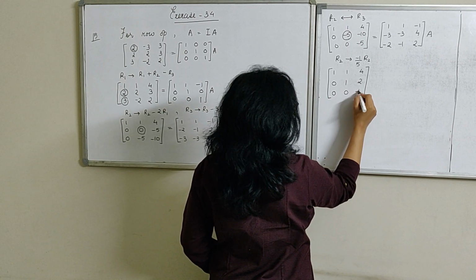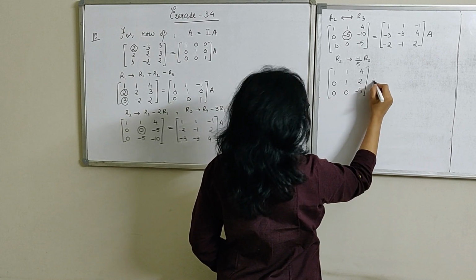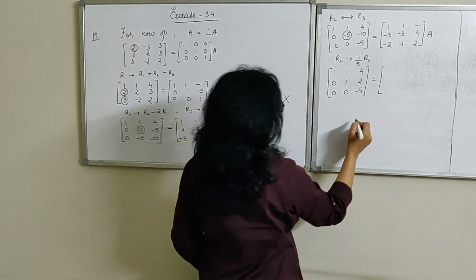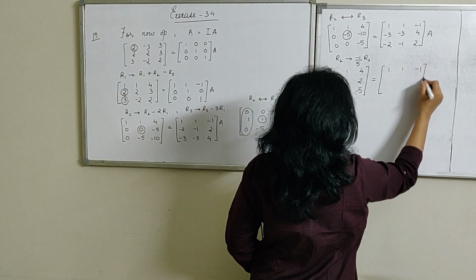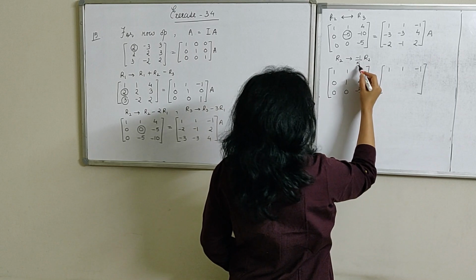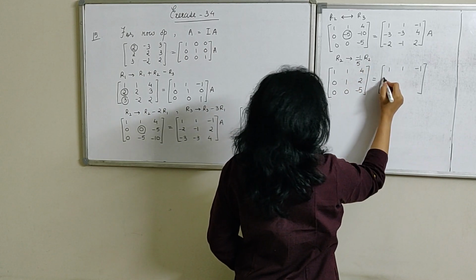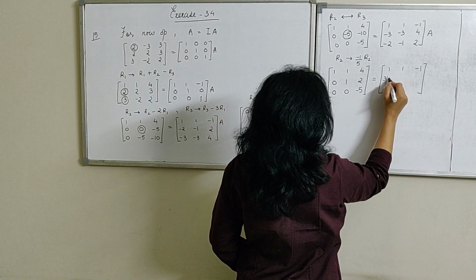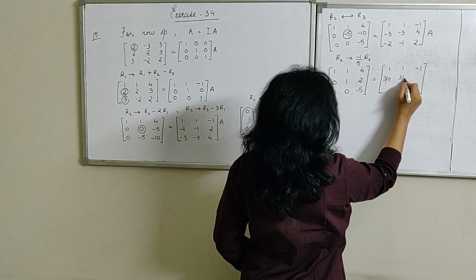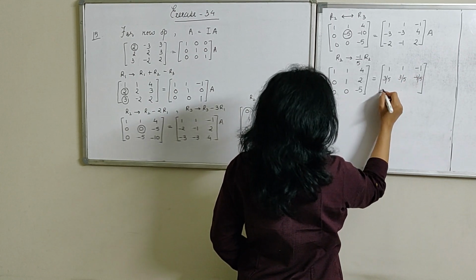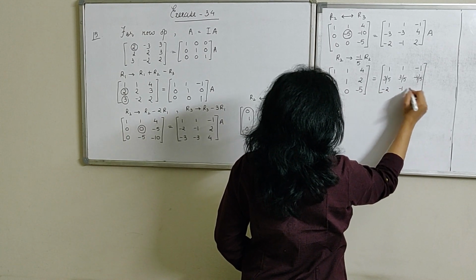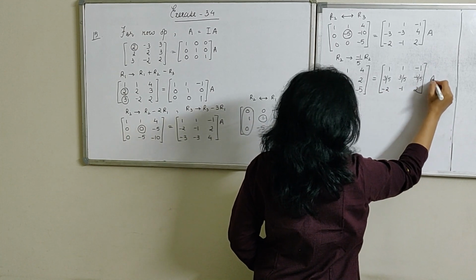Third row is this. On the right hand side, the first row does not change. Minus 1 by 5 times R2 will make the second row 3 by 5, 3 by 5, minus 4 by 5, and the third row remains unchanged.